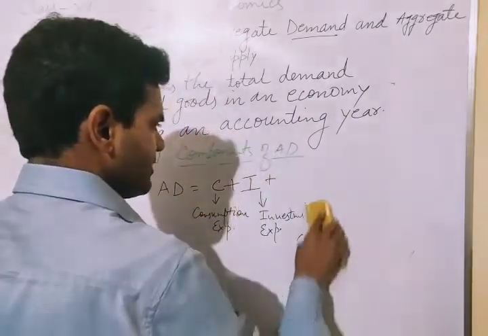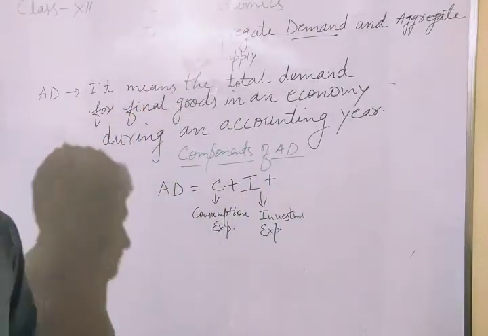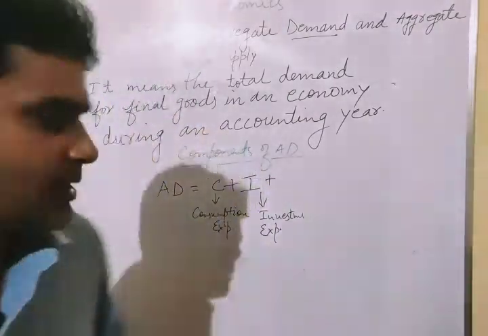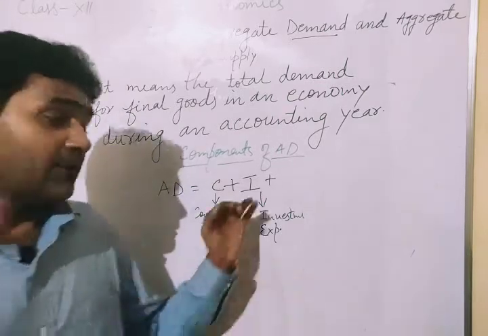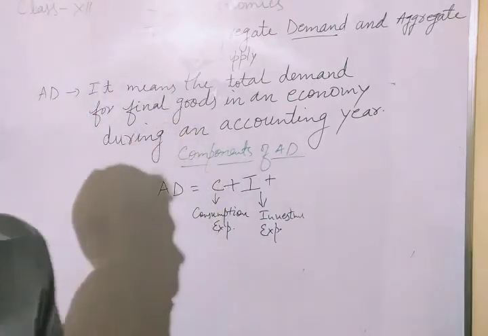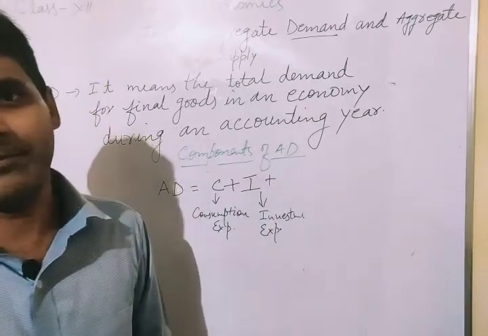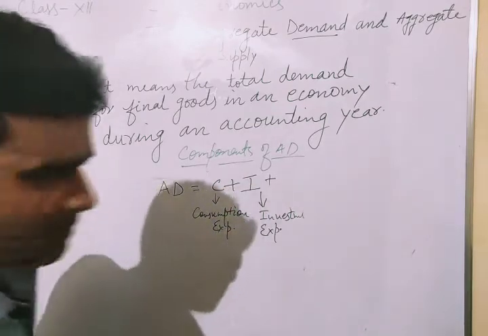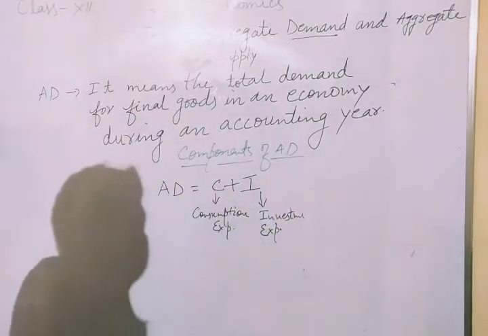Now what is this consumption expenditure? It is that part of income which we spend on the purchase of goods and services during an accounting year. And what does investment mean? Investment denotes the change in physical capital or change in inventory of the firm during an accounting year. So this is what we take in aggregate demand, consumption and investment.